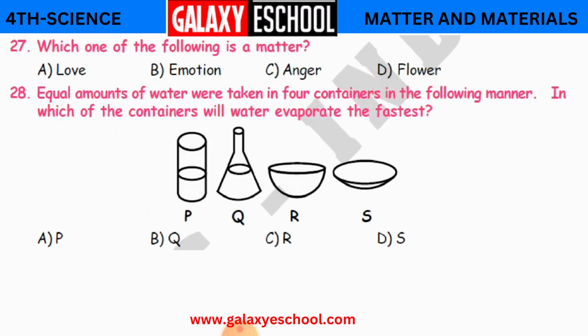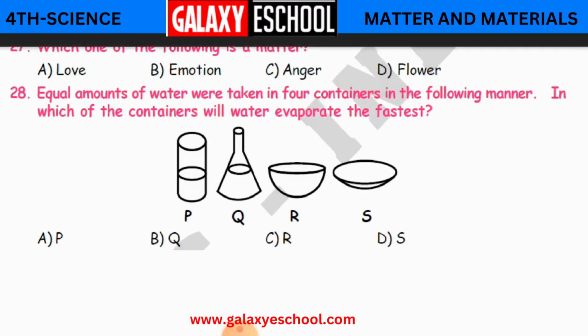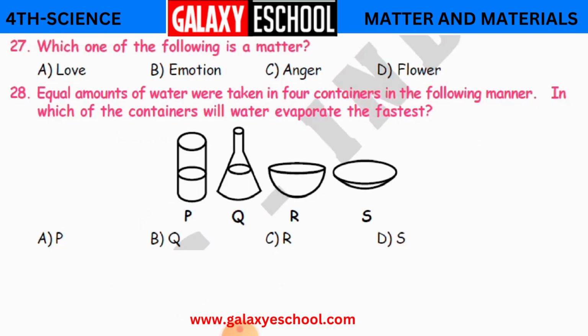Twenty-seventh question. Which one of the following is a matter? Okay. So here you have given four options, children. So you have to identify which one is the matter. What is a matter?